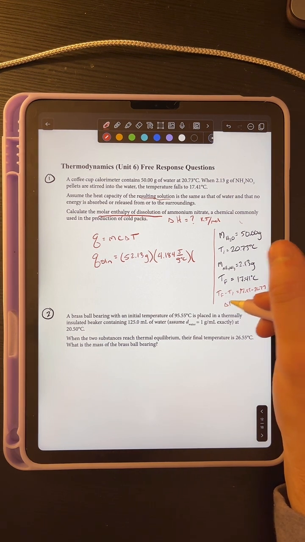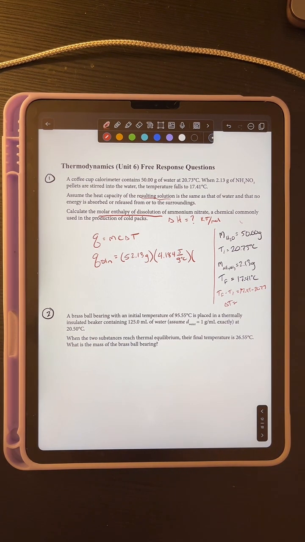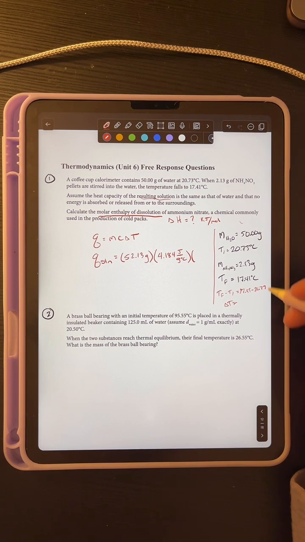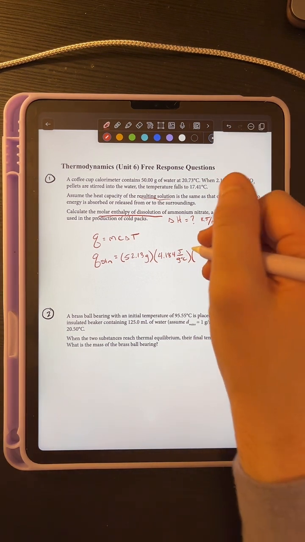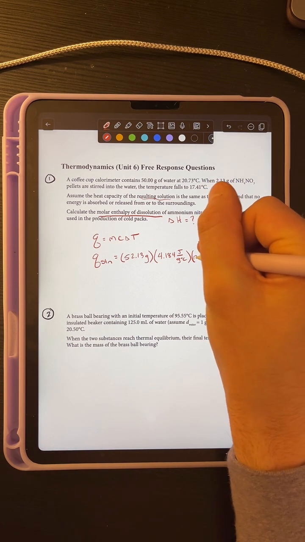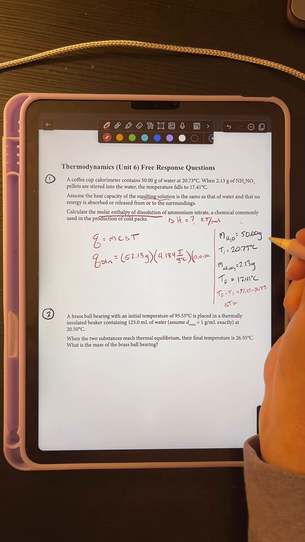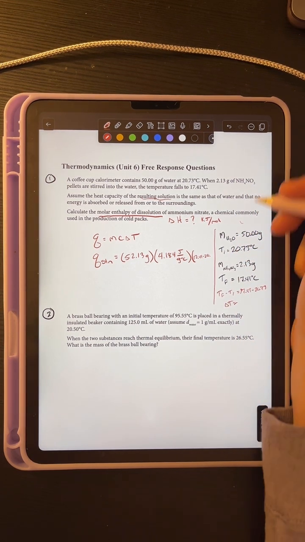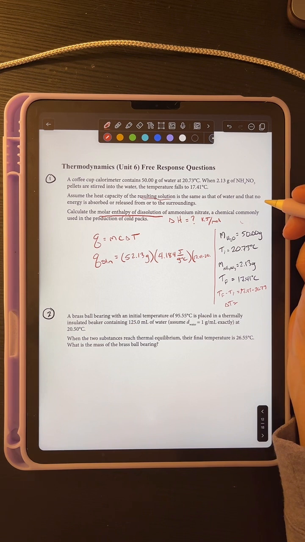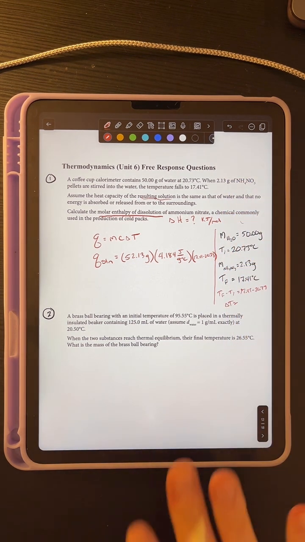So our delta T, that's our T final minus T initial, is a value that I did not calculate beforehand because I did it all in one step. So I'm just going to write this here. 17.41, I'm going to write it real tiny, minus 20.26. I'm losing it, 20.73. There we go. Beautiful.